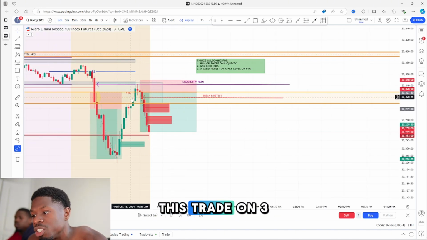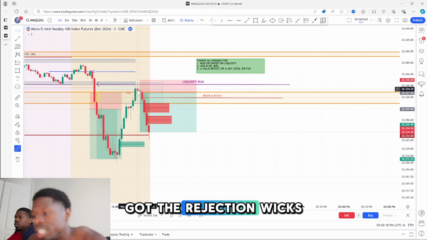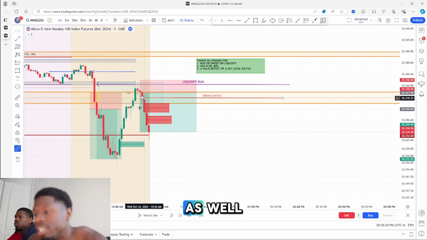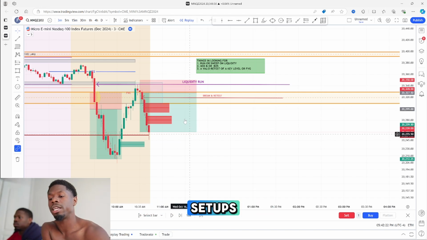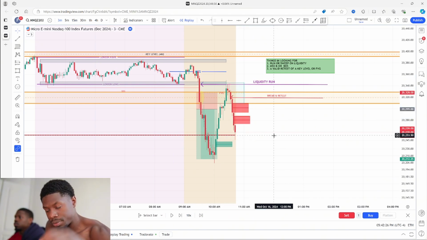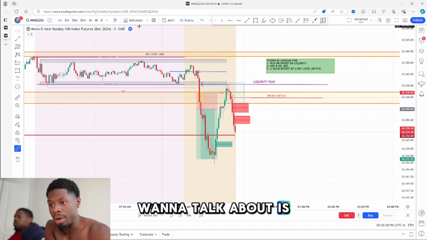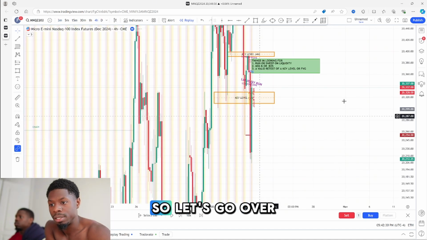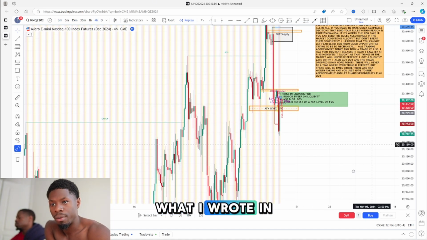If we look at this trade on 3-minute, we see that we got the rejection wicks, and we could have gotten in right here as well. So really, really clean setups, but I'm gonna take that off, being that I actually didn't take the setup. And now what I want to talk about is what I learned today. So let's go over what I wrote in this orange.